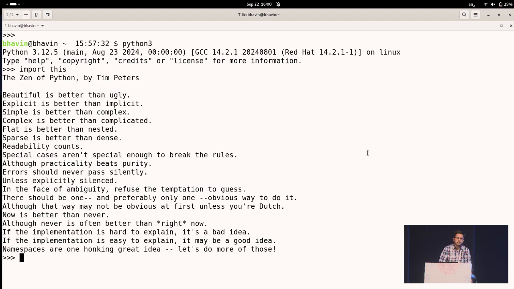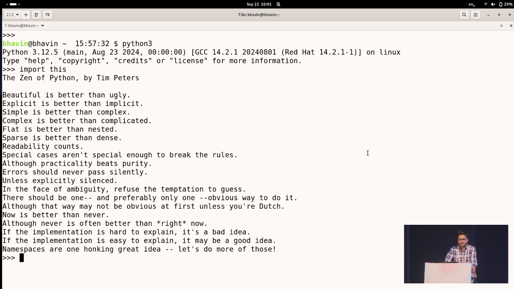Flat is better than nested. Again, a guiding principle on how you should structure your directory. Having too many submodules and modules inside it might not be a good idea. It's always better to have a flat structure as far as possible. Readability counts. This is the most important, as I mentioned. It's all about readability. If you're writing the code, just think about if I come back to the code after 1 year, whether I will be able to understand it or not. It is the readability which matters a lot.